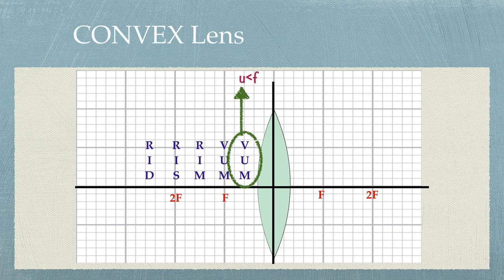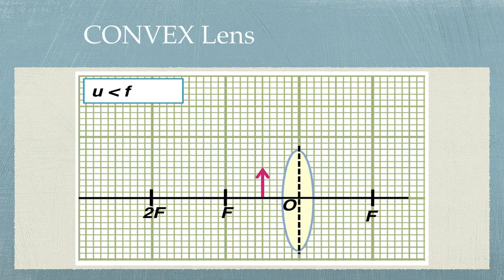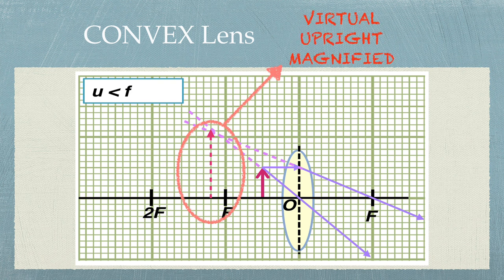And another VOOM when the object is less than F. Must remember, V is virtual, R is real. Look at the position of the image. The image produced is VOOM: virtual, upright, and magnified. So you have to understand that the image when U equals F and less than F will produce VOOM.